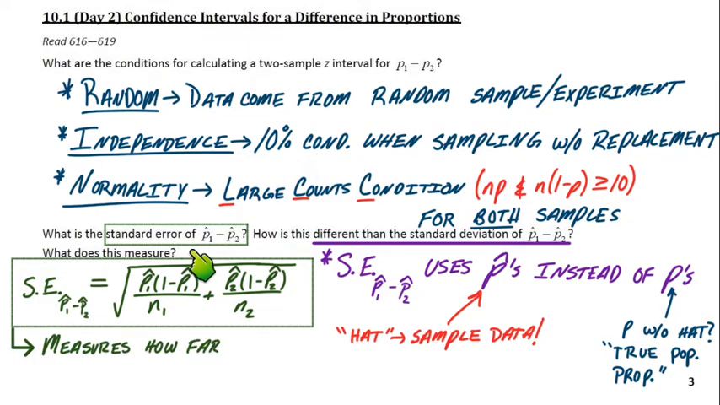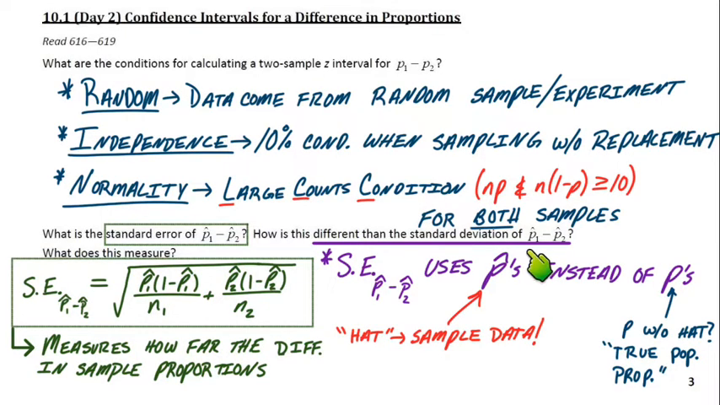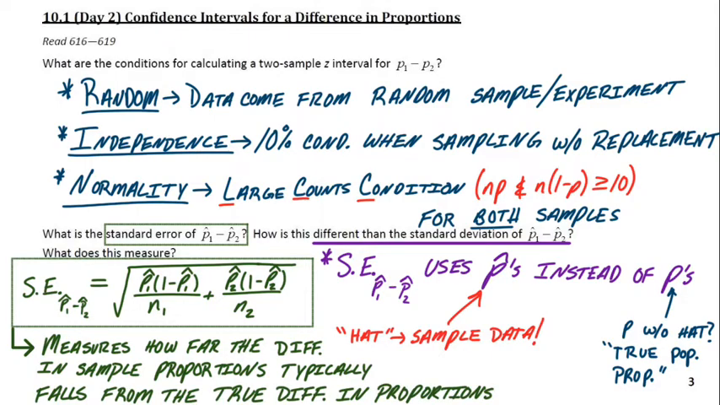So what does the standard error measure? Well, it measures how far the difference in the sample proportions, which is P hat 1 minus P hat 2, right? That's the difference in our sample proportions. So it measures how far that difference typically falls from the true difference in proportions. So what would the true P1 minus P2 be? So similar definition for standard error that we're used to. Now it's just how far that difference for the sample data typically falls from the true difference. And this is what we're going to use to help build our confidence interval.